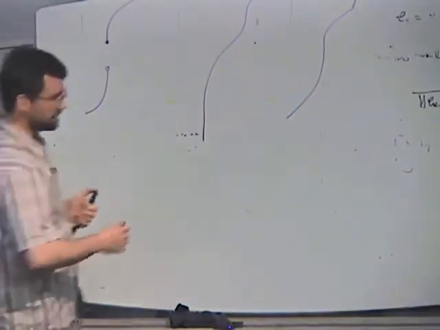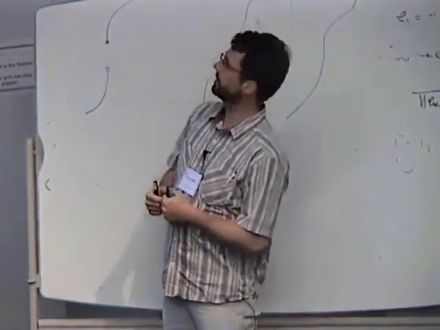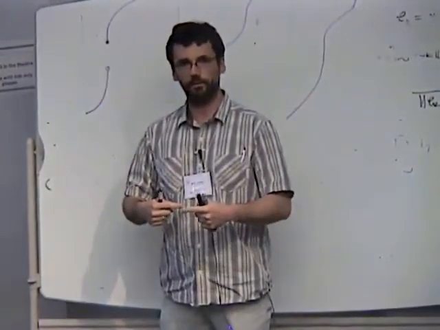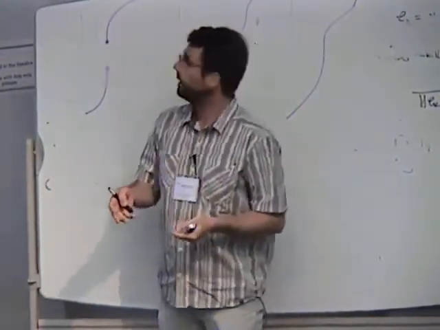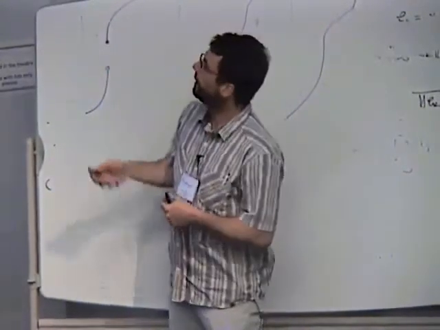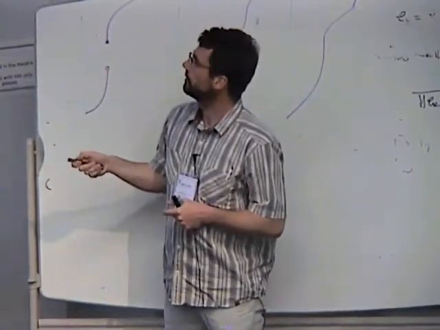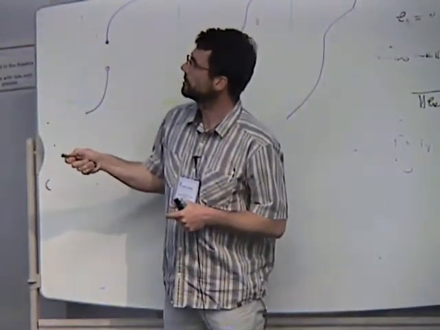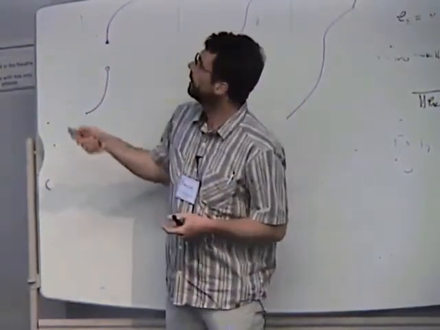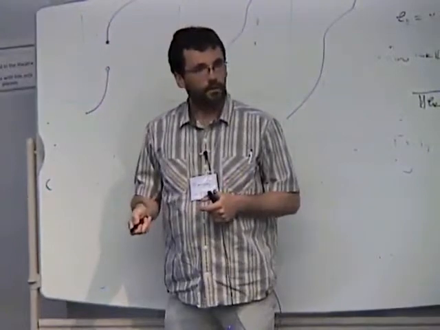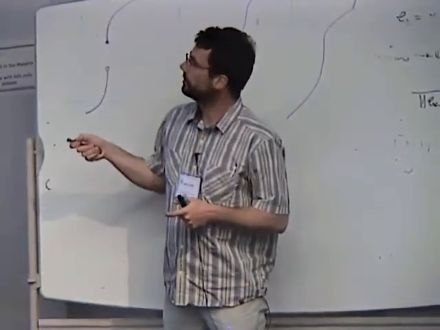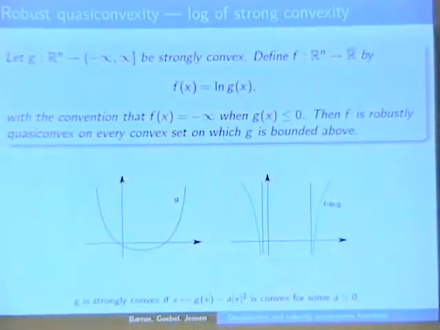Another thing you can do is start with a strongly convex function. What is that? It is a function from which you can subtract a multiple of a quadratic, or of the norm squared, and still be convex. Start with a strongly convex function g. You take its natural log. And if you really want to take logs of non-positive numbers, then you just put them as minus infinity. You get something like this. On every convex set on which g is bounded above, you end up with a robustly quasi-convex function. So there's another family of examples.